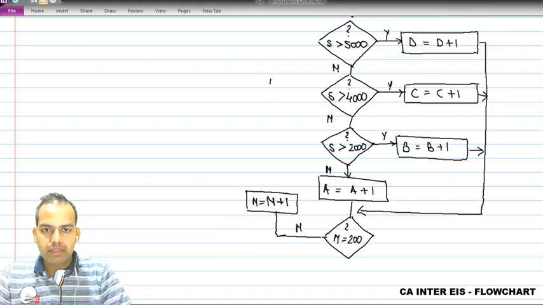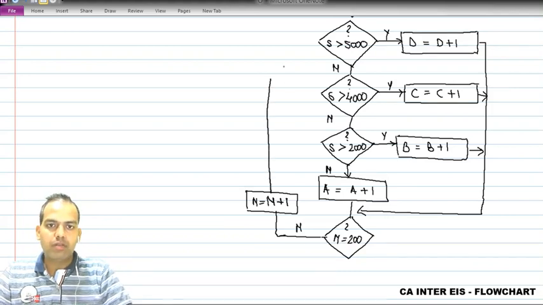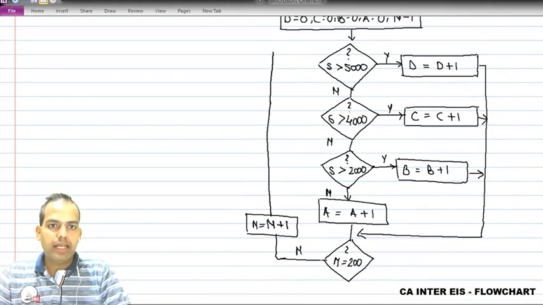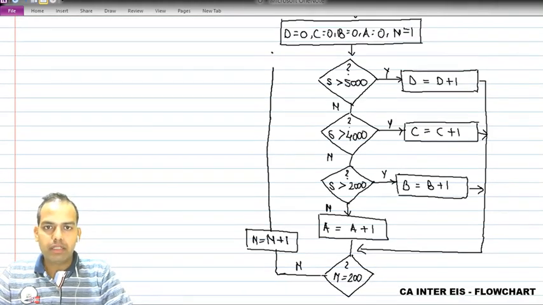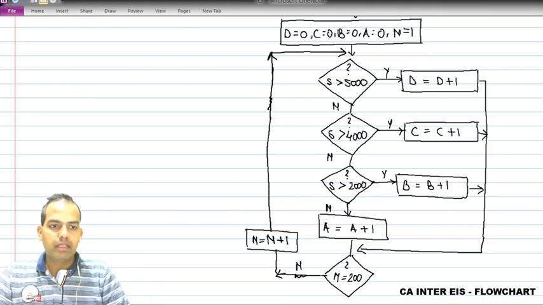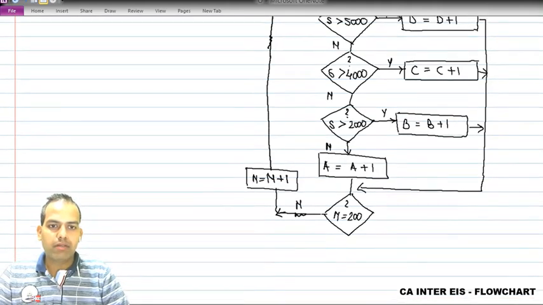Now I have to take this to create a loop. Loop means repetitive. Till the time 200 employees are counted, this should get repeated. This line, okay. This will keep on repeating 200 times. So again, this entire box will go on running till there are 200 employees calculated.